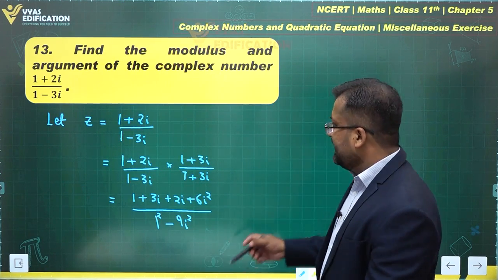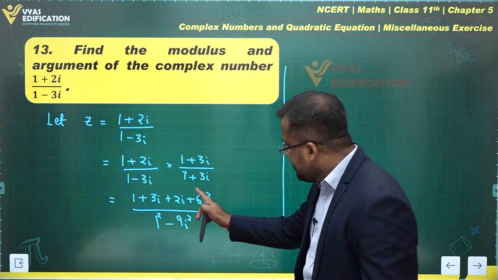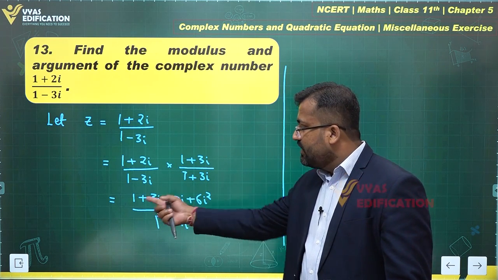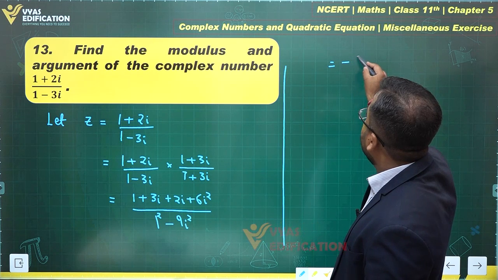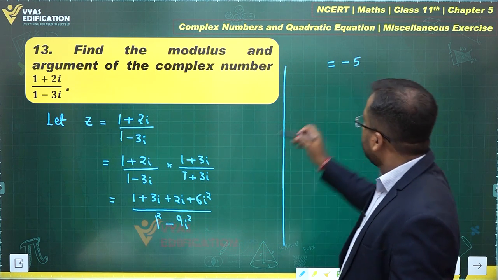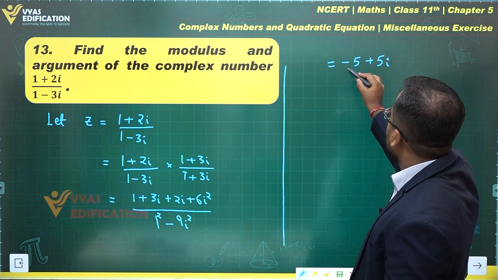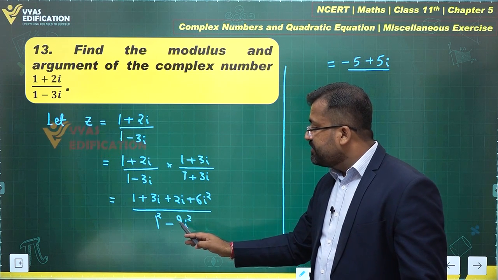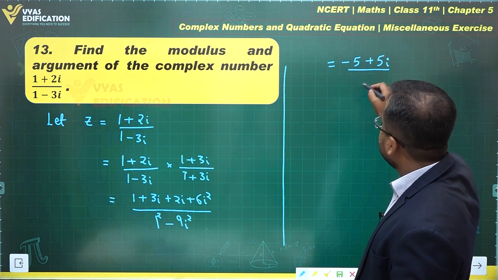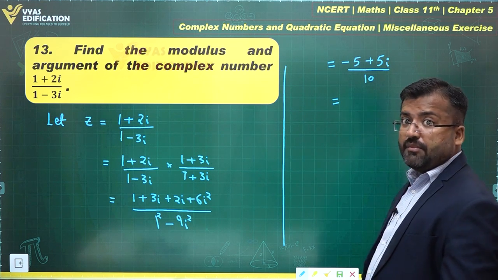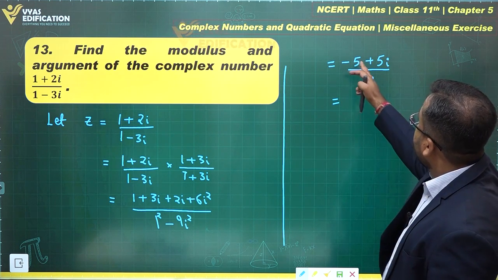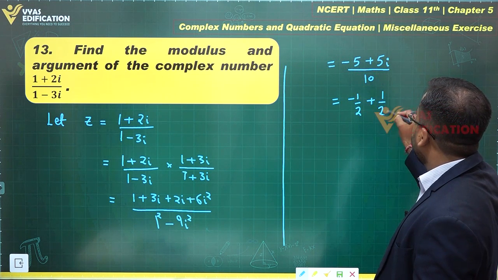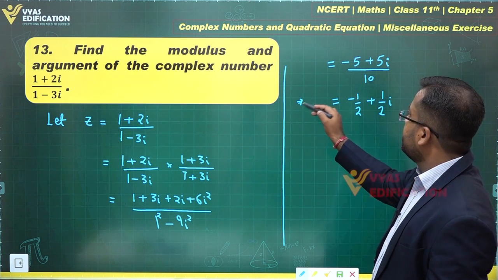Let's continue further. This 6i² becomes equal to what? This 6 times i² is actually -6. 1 - 6 will become equal to -5, okay? This 3i + 2i is actually equal to 5i. Whole divided by, what do we have over here is 1, i² becomes -1, so this becomes plus 9, 1 + 9 is actually 10 in the denominator. Okay, this is what I am getting. Further, this is -5/10, which is -1/2, plus 5/10, which is 1/2 i. This is my complex number z.